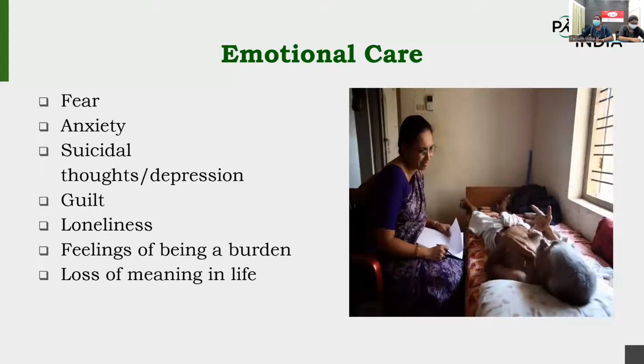Next is about the emotional care. We know in emotional care, just imagine if you are experiencing severe abdominal pain, what will be the first thought? What will be the first thought if you are experiencing severe abdominal pain? To get rid of the pain.